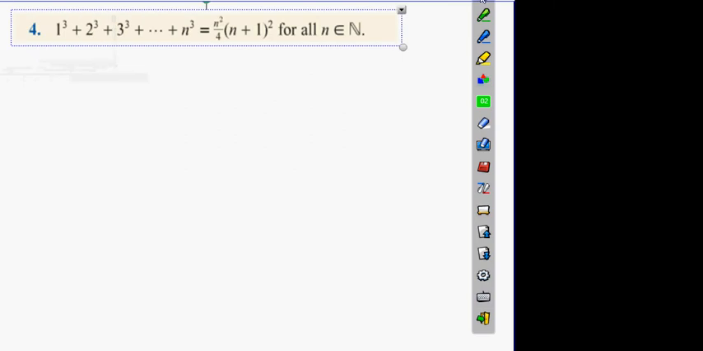Okay, so in question 4, 1 cubed plus 2 cubed plus 3 cubed plus ... plus n cubed. So remember, 1 cubed is t1, 2 cubed is t2, 3 cubed is t3. This equals the sum. This is, in a way, like Sn. It equals all the series put together. Okay. So what we're going to prove is that LHS equals RHS.